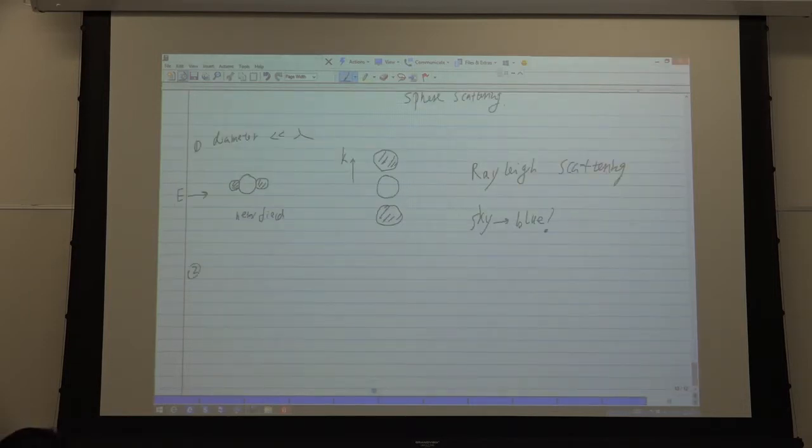Another case: when the diameter is comparable to the wavelength, they call it Mie scattering. Mie scattering shows a very interesting picture for the far field. I draw the far field directly. This is the far field, this sphere, and this is the K direction. The forward scattering is very strong, but the other scattering is weaker and shows some variation pattern, something like this.